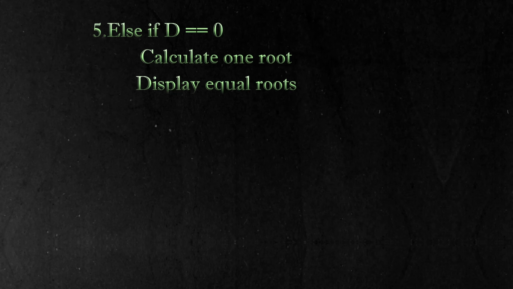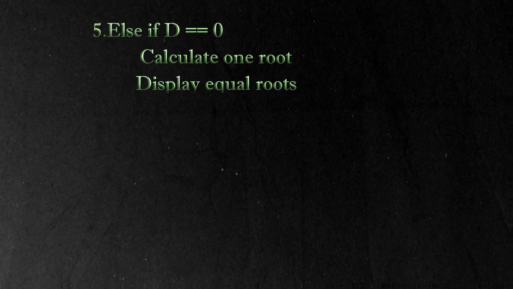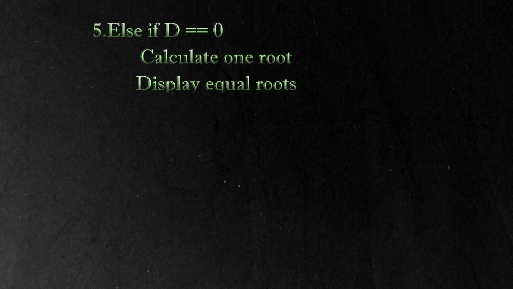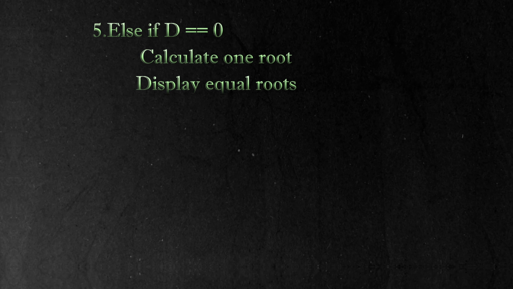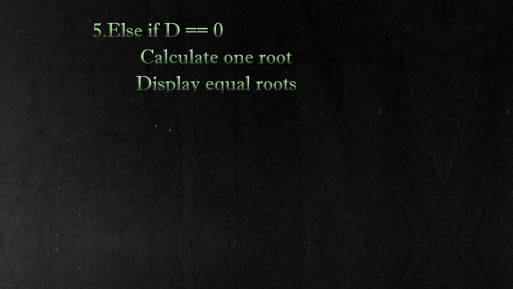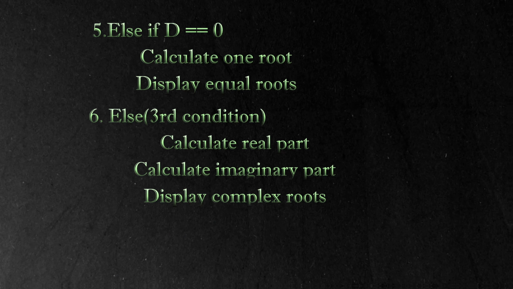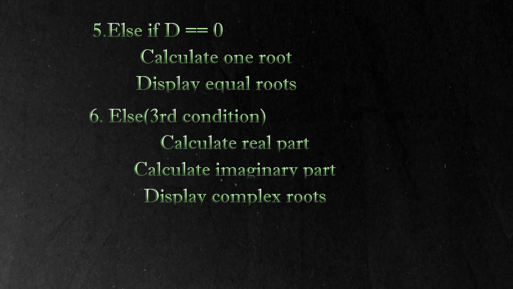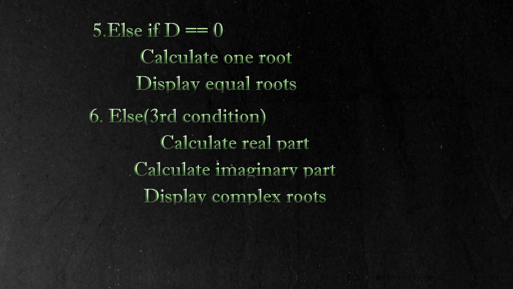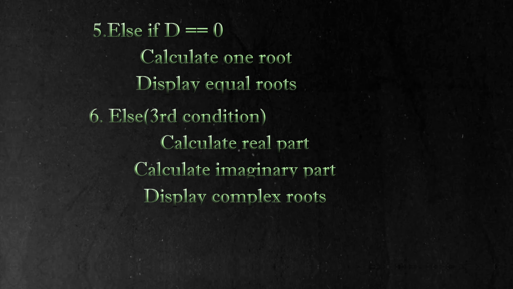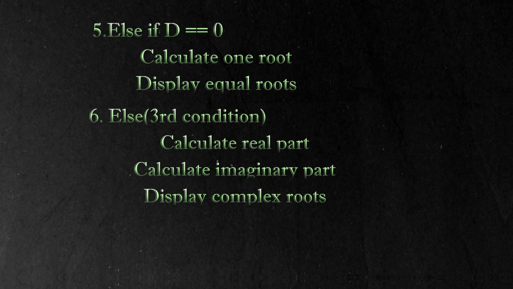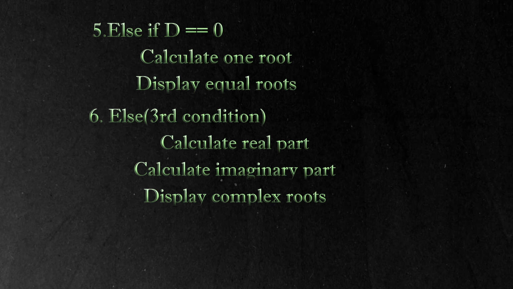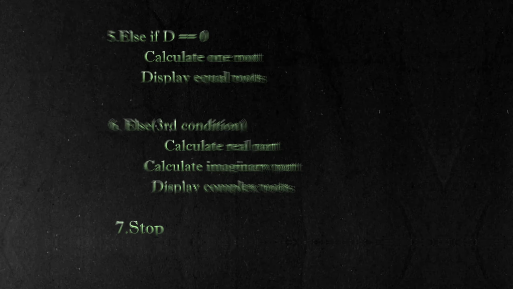The second condition is if the discriminant equals 0, that is x = -b / 2a. Then we calculate one root and display the equal root. The third condition is the else condition, in which we calculate the real part and the imaginary part, and then display the complex roots. The last and final step is stop.